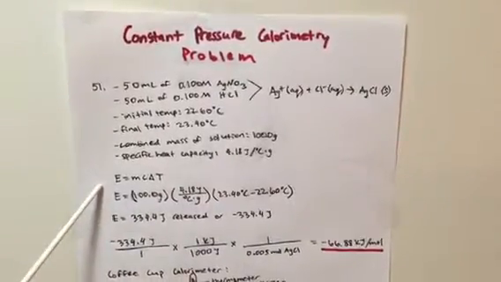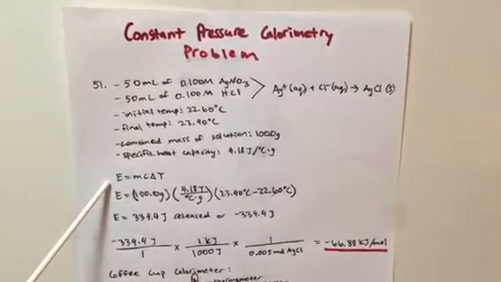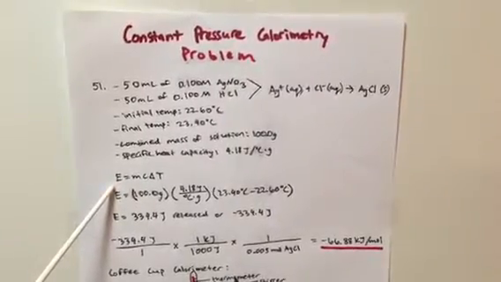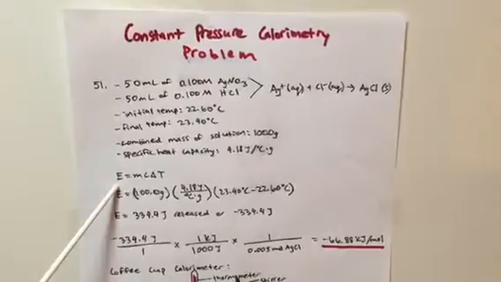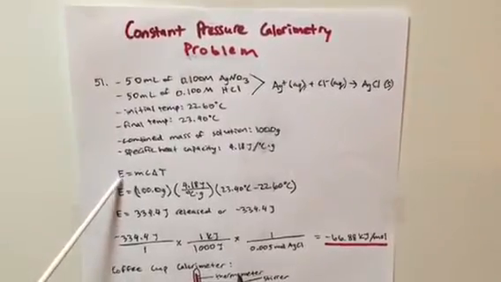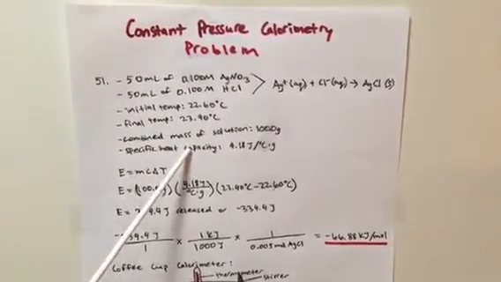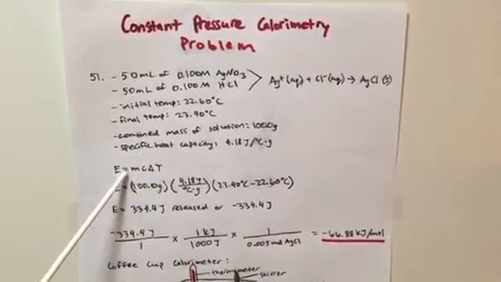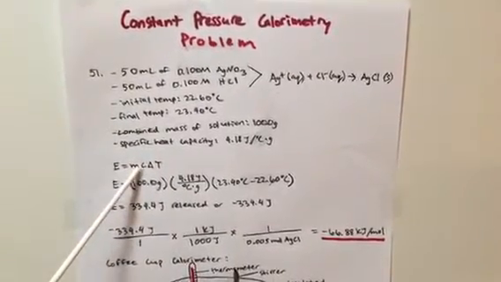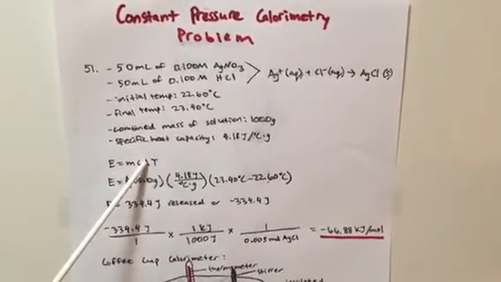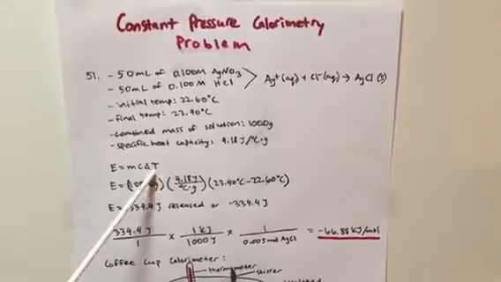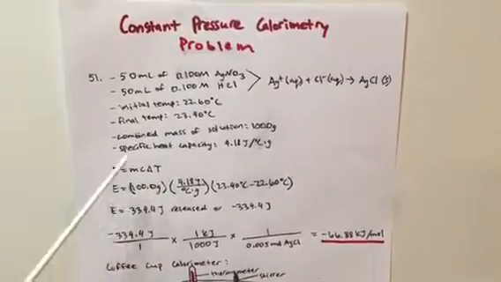From this information, and seeing as we're trying to find the constant pressure calorimetry, we need to use the equation q equals mc delta T, q being the heat, which we are trying to find in this problem. We're trying to find the heat of the solution. So the heat is equal to the mass in grams times the specific heat capacity times the change in temperature. So we are given all this information.